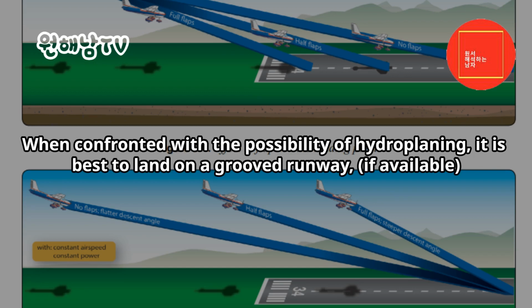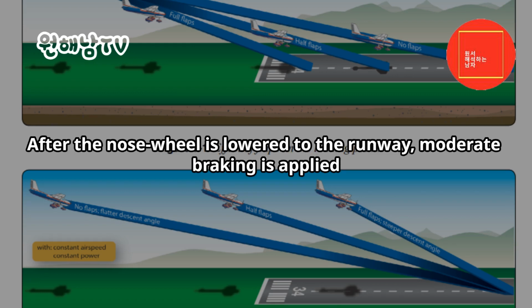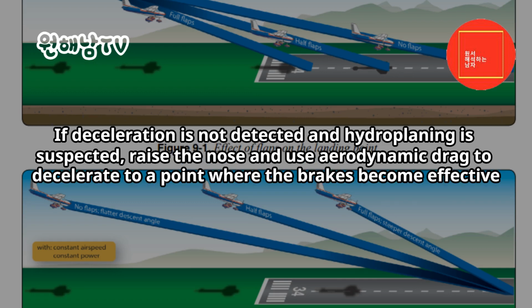When confronted with the possibility of hydroplaning, it is best to land on a grooved runway, if available. Touchdown speed should be as slow as possible, consistent with safety. After the nose wheel is lowered to the runway, moderate braking is applied. If deceleration is not detected and hydroplaning is suspected, raise the nose and use aerodynamic drag to decelerate to a point where the brakes become effective.